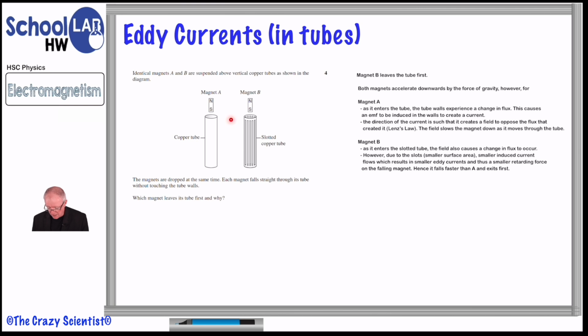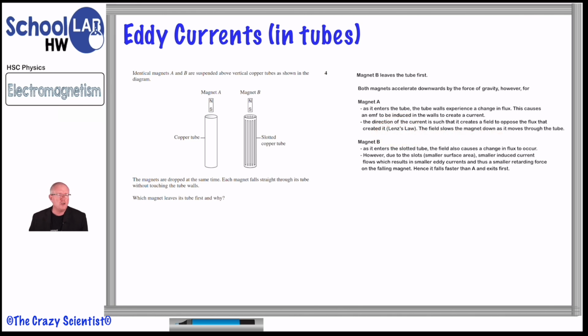Okay, so let's start off with magnet A. As magnet A enters the tube, it will experience a change in flux. That change in flux causes an EMF to be induced, which therefore creates a current in the walls of the tube. The direction of the current is such that it creates a magnetic field to oppose the one that created it. That's Lenz's law. This will slow the magnet down.